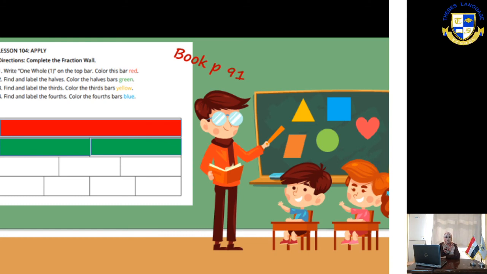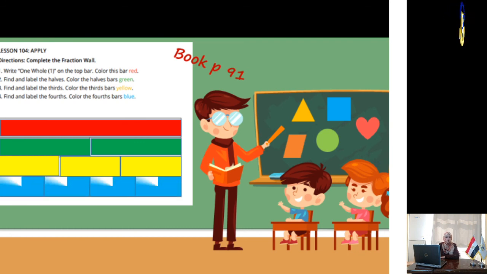That's right. For number 3, color the third parts yellow. The bar is divided into 3 parts, 1, 2, and 3. It's called 1/3. It needs to be colored in yellow. So color the 3 parts in yellow. For the last question, color the fourths blue. You have 4 fourths. Count 1, 2, 3, 4. Just have to color them blue.